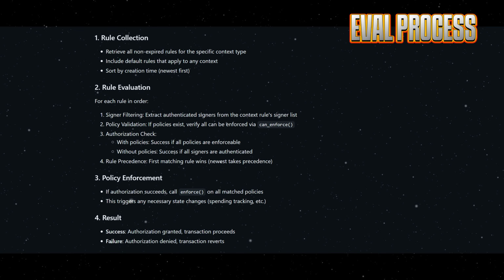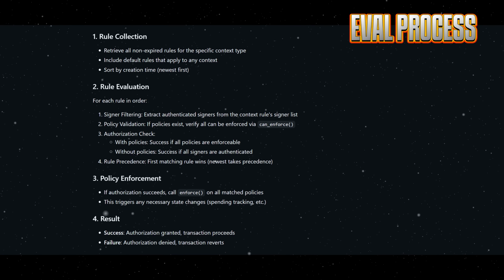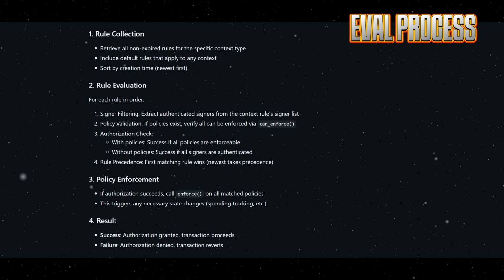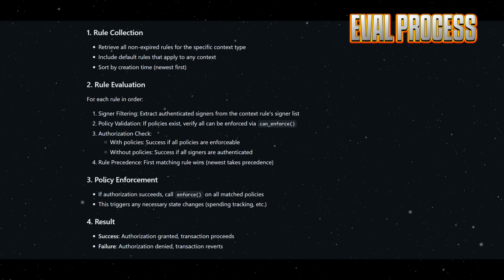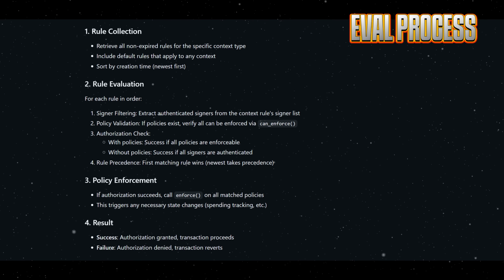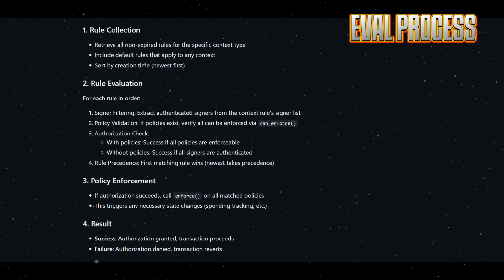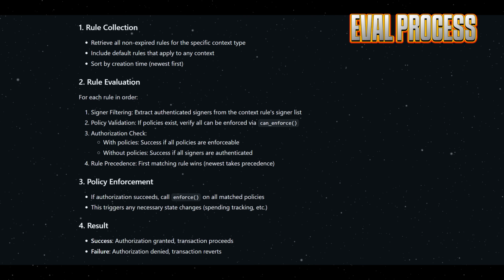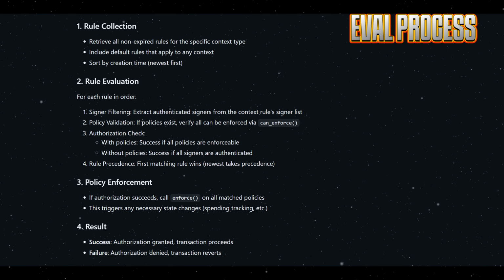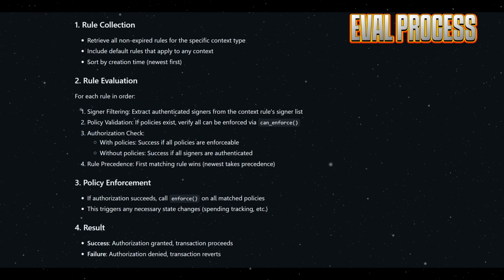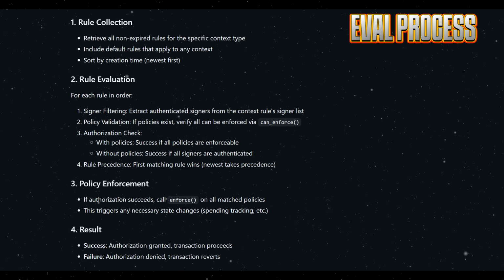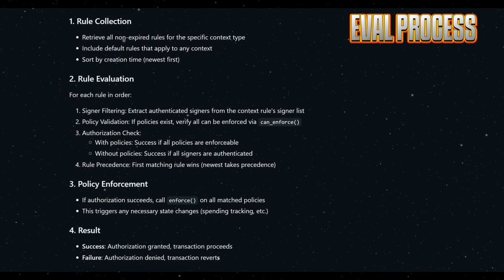The evaluation process starts when a transaction calls the smart account. The account gathers all eligible context rules, filters out expired ones, and sorts them with the newest one first. Each rule is evaluated in turn. First, the account checks which signers in the rule were actually authenticated by the caller. Then, if the rule contains policies, it runs each policy read-only check to ensure all constraints are met. Authorization succeeds when all requested signers are authenticated and all policies approve the action. The first rule that satisfies these conditions wins, and any attached policies perform their enforcement step before execution continues. If no rule matches, then authorization fails.